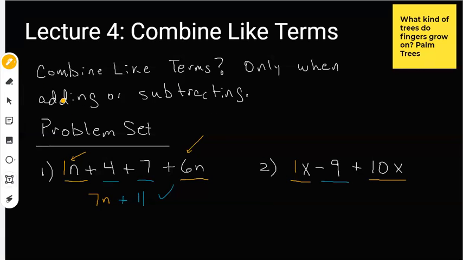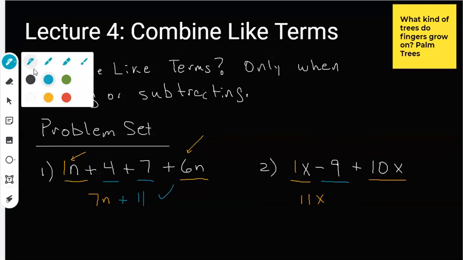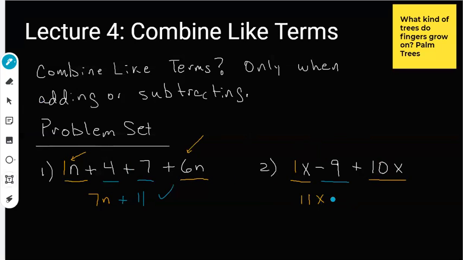Okay? So let's put the x terms together first. I've got 1x plus 10x, 1 plus 10, that's going to be 11x. So I'm adding the numbers that are out in front, and I'm putting the variable at the end. And then this -9 over here, since it doesn't combine with anything, we're just going to bring it down the way it is. So I'm going to bring down that -9 to get 11x minus 9, and I'm done. So once you combine all the like terms together, then you'll be done.